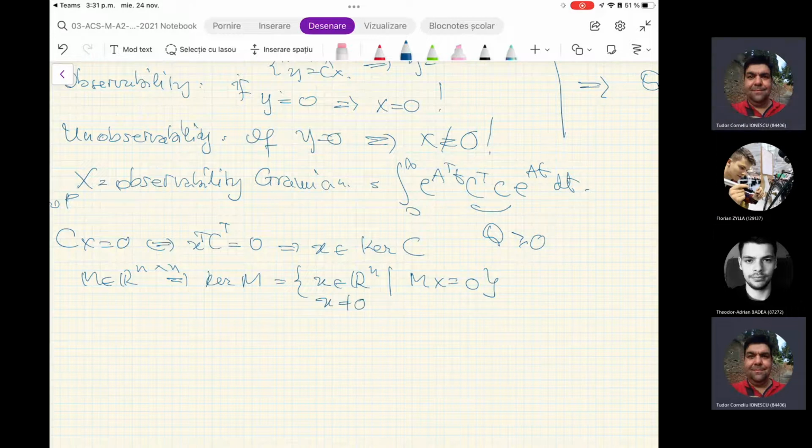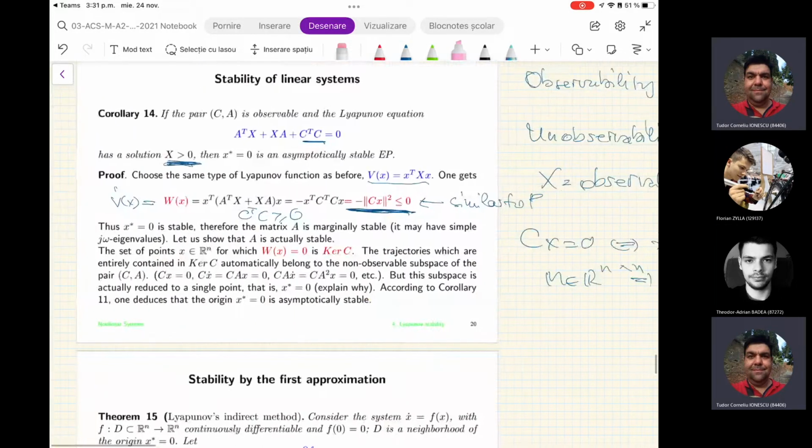X is non-zero here. Keep in mind this. It's definitely non-zero. So this is the kernel of a matrix. So Cx is 0. That means that the set of the solution is the kernel of the matrix C. So the trajectories which are entirely contained in the kernel of C automatically belong to the so-called non-observable space of the pair (C, A), because Cx is 0, Cx dot is 0, CAx is 0, and so on. But this is actually reduced to one single point because the system is observable.